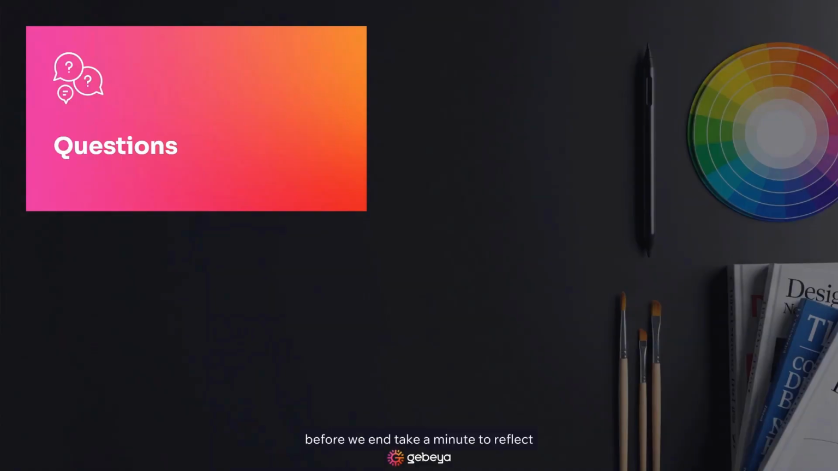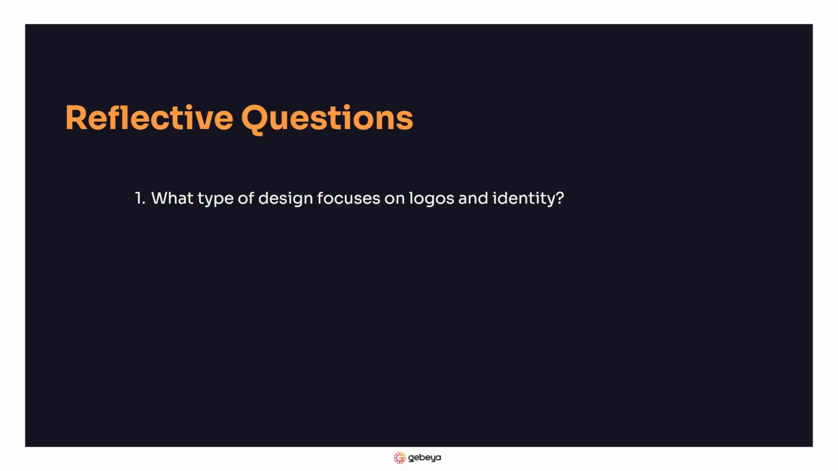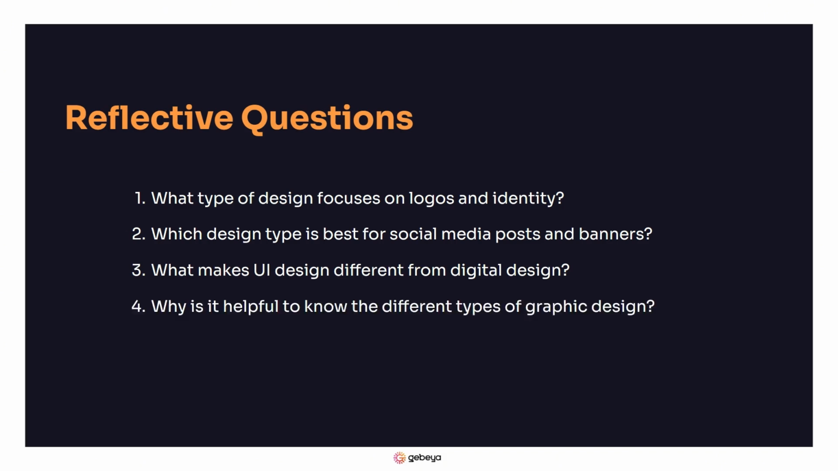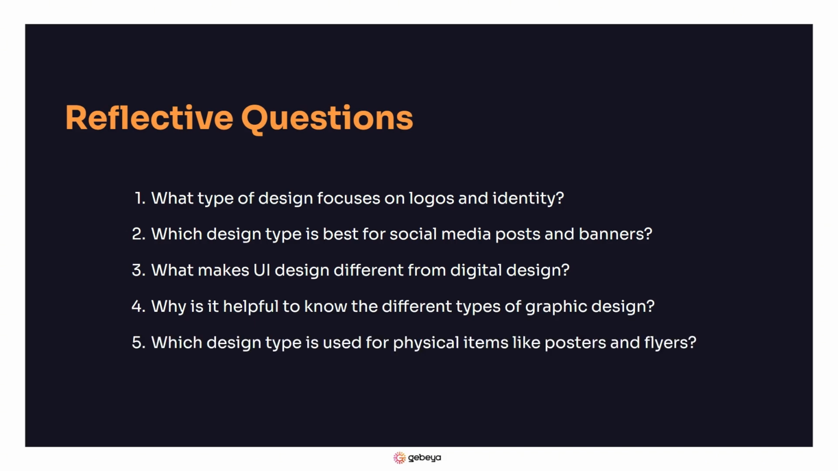Before we end, take a minute to reflect. Ask yourself, what type of design focuses on logos and identity? Which design type is best for social media posts and banners? What makes UI design different from digital design? Why is it helpful to know the different types of graphic design? Which design type is used for physical items like coasters and flyers? Pause and answer. This helps lock in what you've learned.